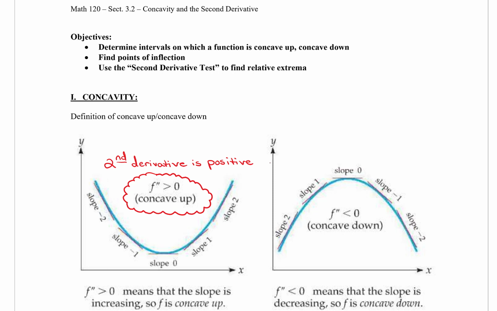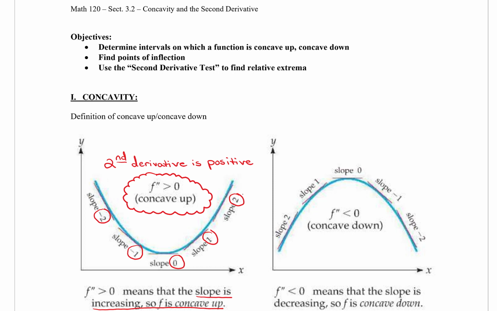Above that, I wrote second derivative is positive. I've underlined the part that says slope is increasing, so f is concave up. If you look at the slopes as we go from left to right, the slopes are increasing. It goes from -2, and I'm going to circle these slopes, -2, -1, 0, 1, and 2. So as the slope is increasing from left to right, we can see that this function is concave up.